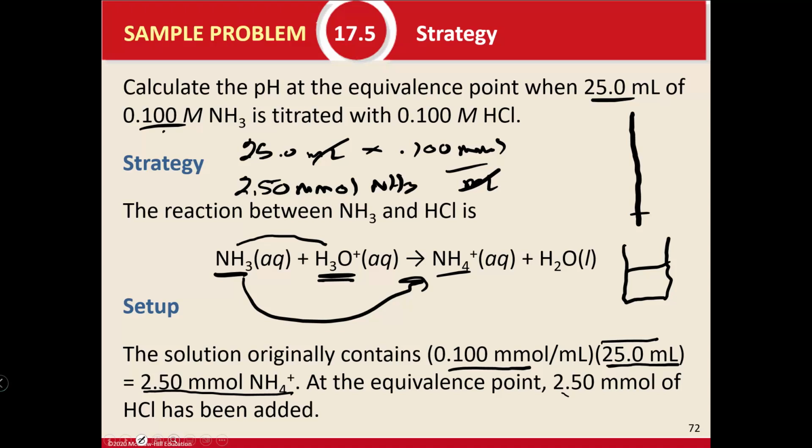But here's where the mistake is made. That is divided by 50 milliliters of solution to get the concentration. Because you had the 25 and you added 25 milliliters of hydrochloric acid to convert all the ammonia into the ammonium ion. All right, I hope you think about that. Just make sure you understand what's going on.